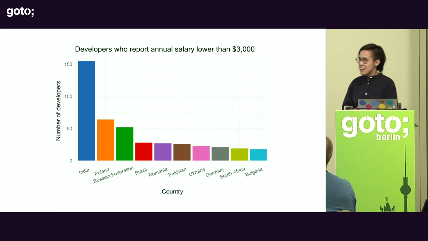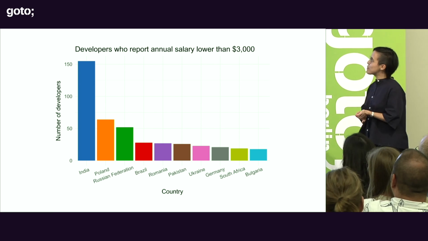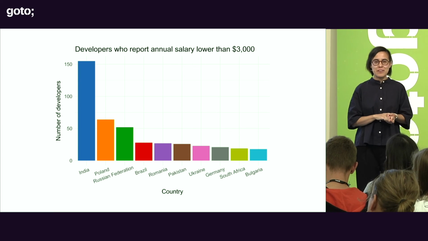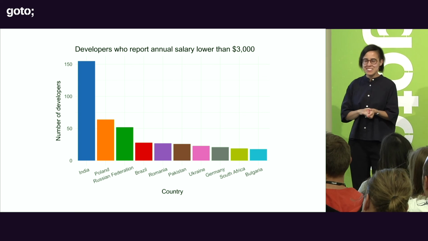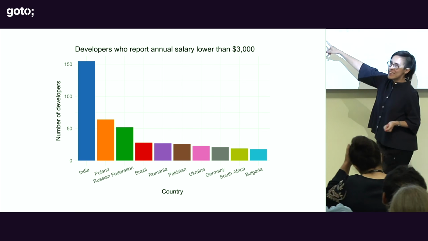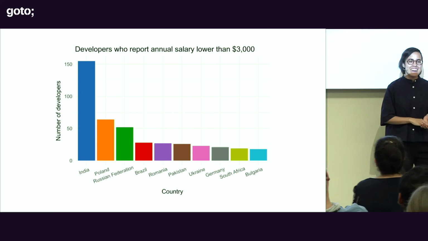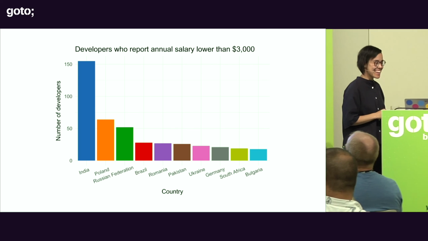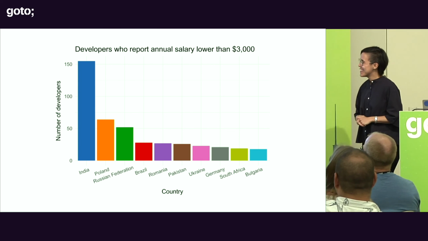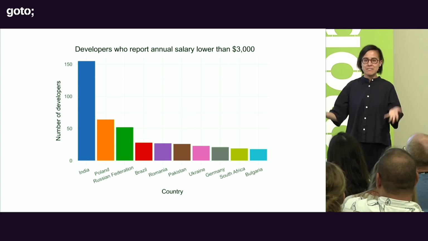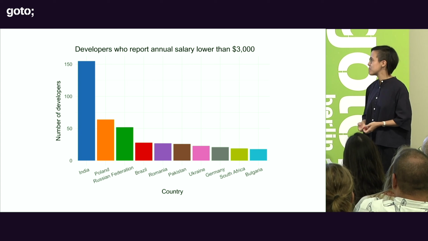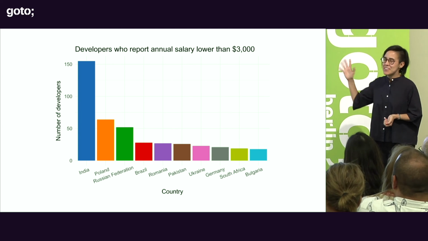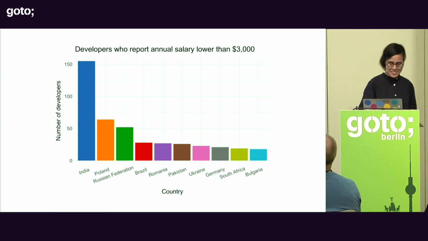So let's look at countries where developers report an annual salary lower than $3,000. That's $250 a month. That's not much. There is Germany. Are developers in Germany paid so little? I mean, India, it would be sad, but I can sort of accept that. But Poland, that's a normal European country as well. So I knew something was fishy here.